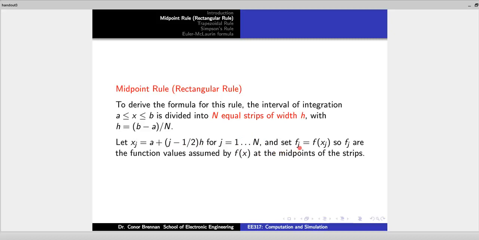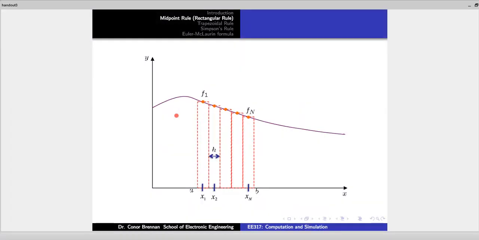And also, we work out function values. We're trying to integrate the function f. We work out f at the center of all these strips to give us f evaluated at xj, which we refer to as f sub j, just to make our notation a little bit simpler. So f sub j just means the function f evaluated at x sub j, and x sub j are the centers of these strips. So there's our picture.